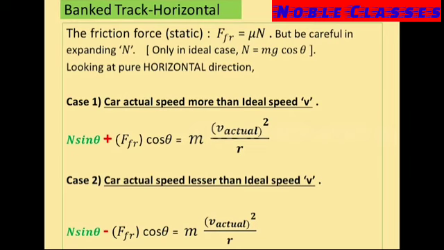The case 1, where the car speed was more than the ideal speed, will have centripetal force N sin theta plus F cos theta, and where the speed is slightly less than the ideal speed, it will have the centripetal force as N sin theta minus F cos theta. That's all there is to it. On the right hand side, m v actual whole squared by r will remain.